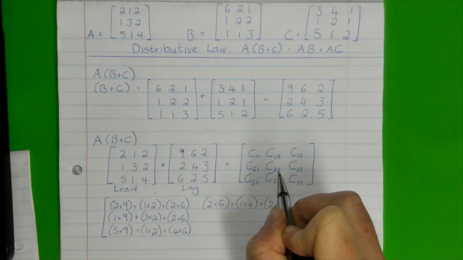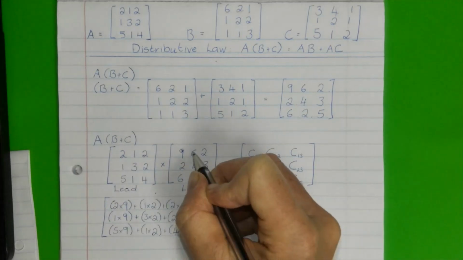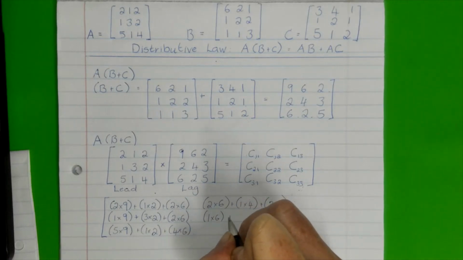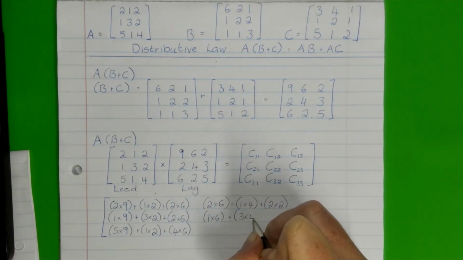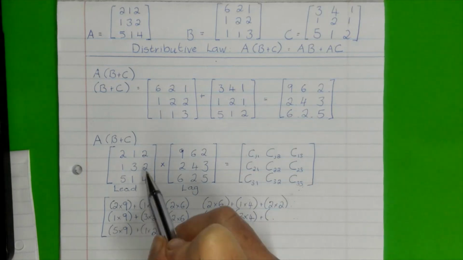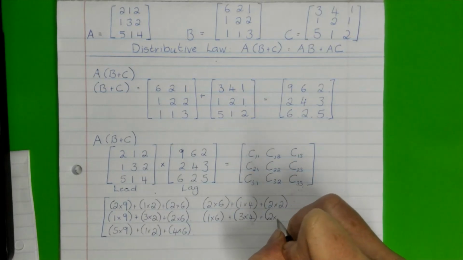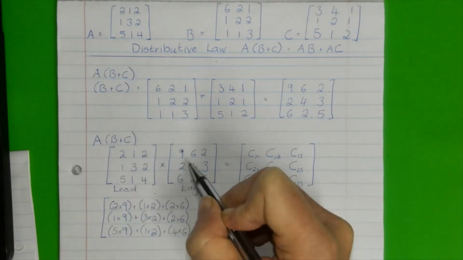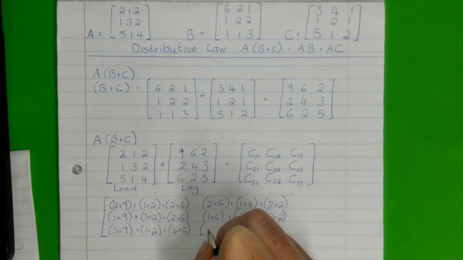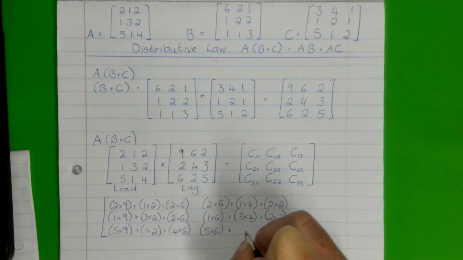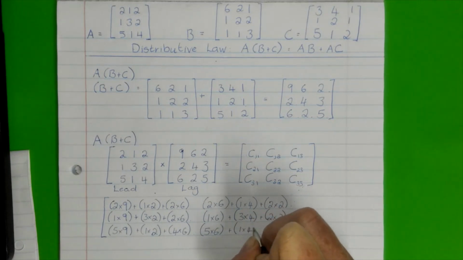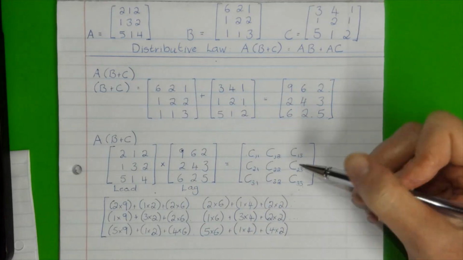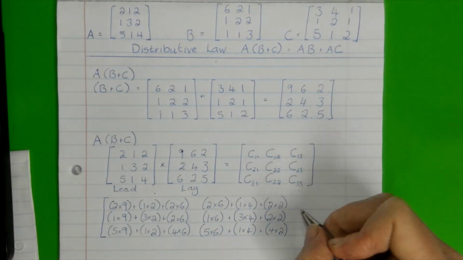Second row, second column. Third row, second column. Okay, and we can move on to this final column here now.